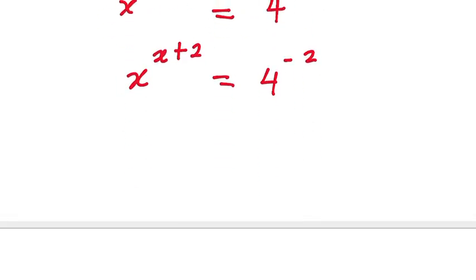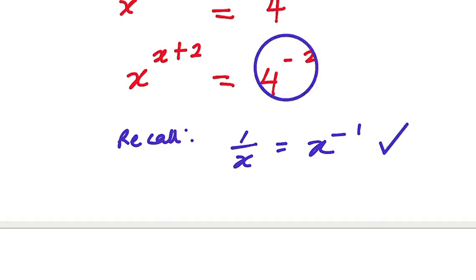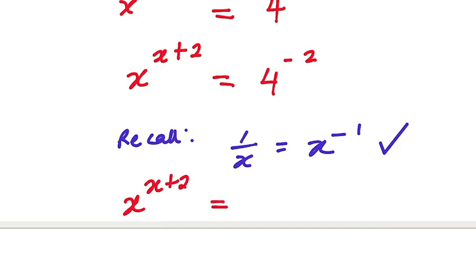All right, so from the law of indices again, you know that if you have 1 over x, it is the same thing as x to the power of minus 1. All right, so we are going to apply this here now. So we are going to have x to the power of x plus 2 equals 1 over 4 to the power of 2.